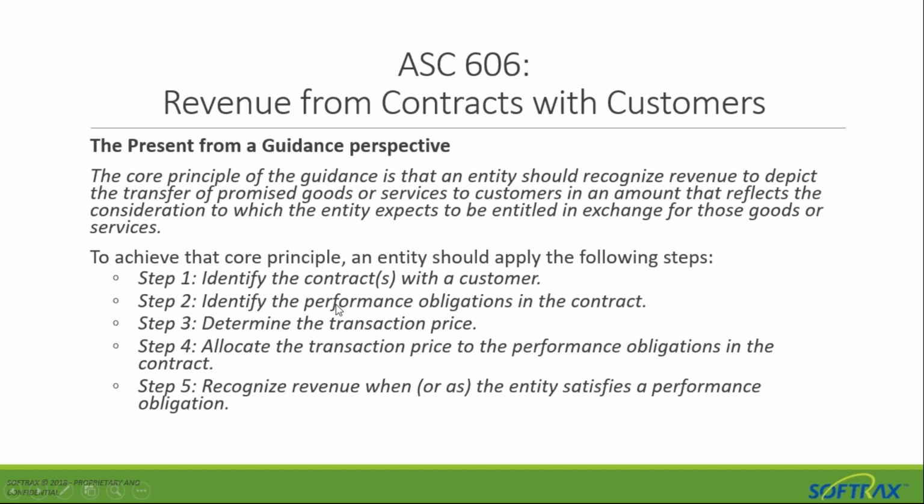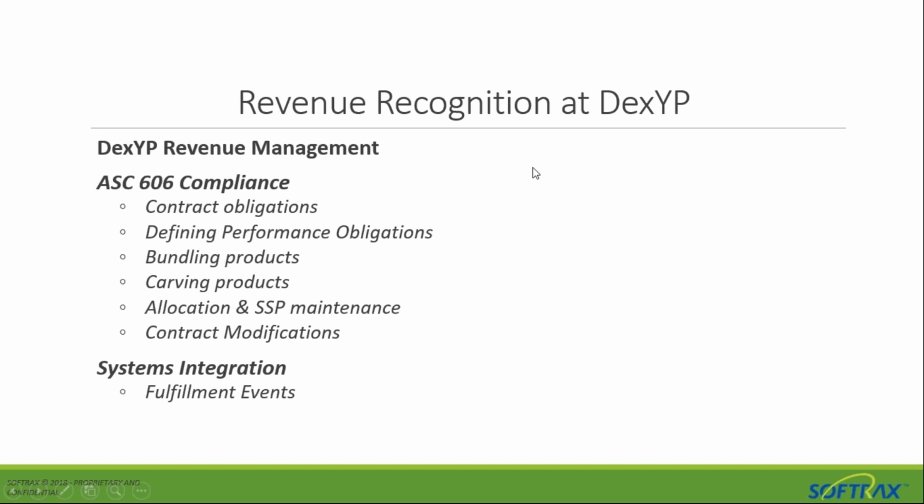So the next thing we're going to run through is the revenue management side of DexYP. We're going to talk about those compliance and system integration discussions. So first up, for ASC 606 compliance, they're handling contract obligations, defining performance obligations, bundling products, carving out products. They have to handle allocation and SSP maintenance, contract modifications, and then from a systems and integration perspective, they're handling those fulfillment events. So they have a little bit of everything that we just talked about on that last slide. So Tim, can you tell us what was the most difficult to implement?